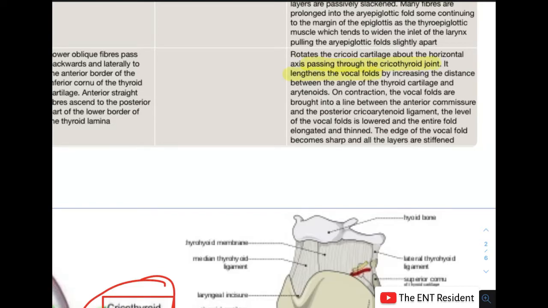It lengthens the vocal fold by increasing the distance between the angle of the thyroid cartilage and the arytenoids. On contraction, the vocal folds are brought into a line between the anterior commissure and the posterior cricoarytenoid ligament. The level of the vocal folds is lowered and the entire fold is elongated and thinned.